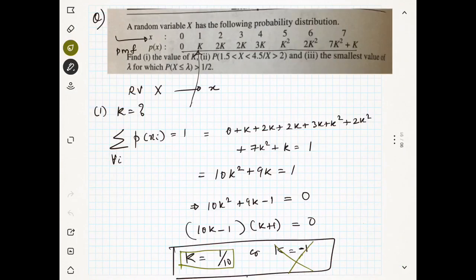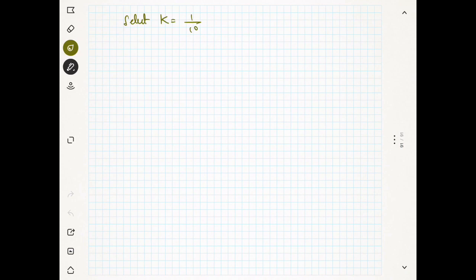Because if I choose the negative value of k, some of the probabilities will become negative, and that is against the axioms of probability, so we cannot select it. So we will choose k equal to 1 over 10. Now if I choose like this, then I have the random variable x as 0, 1, 2, 3, 4, 5, 6 and 7. These are all the values I have.